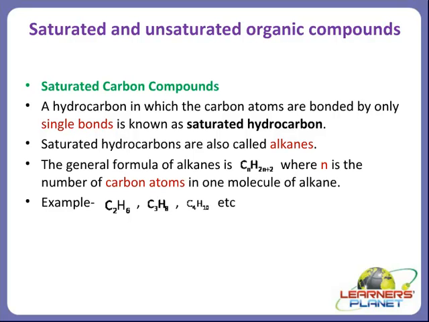Now if I draw the structure of C2H6, what will I get? There is one carbon here. This is bonded to the other carbon atom. How many carbons are there? There are 2 carbon atoms. Now how to put hydrogen with them? There are 6 hydrogen atoms.